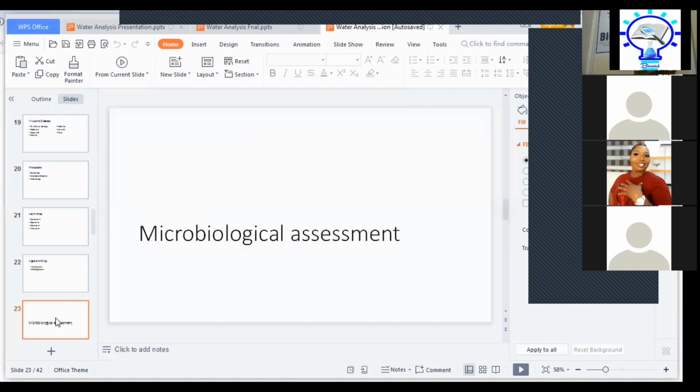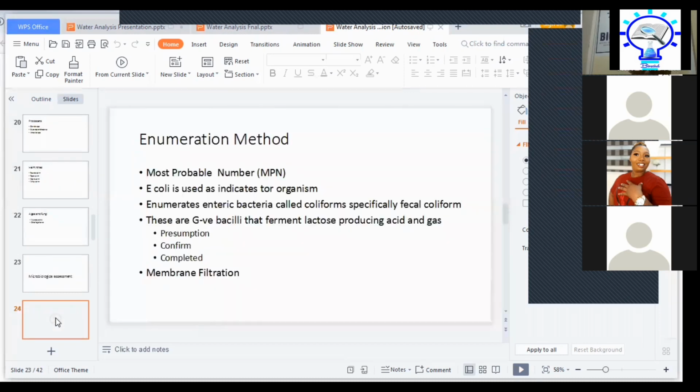So now let us go to microbiological assessment of water. That seems to be the major concern. How do we microbiologically analyze for microbes in water? There are two major methods. One is called most probable number, MPN, and the other one is membrane filtration. Let me start with that membrane filtration.